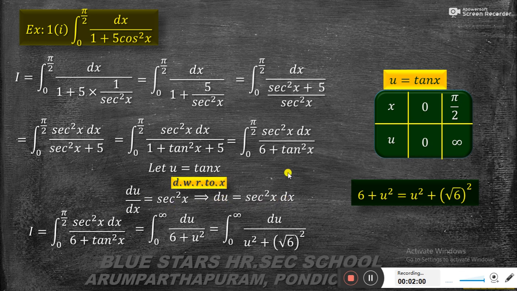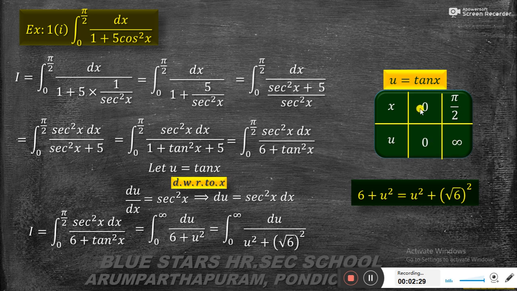Therefore now we change the limit. The x limit is 0 to pi by 2, and the function is u equal to tan x. Now I convert the x limit to the u limit. First x equal to 0: tan 0 value is 0, so u equal to 0. Next x equal to pi by 2: tan pi by 2 is infinity, therefore u equal to infinity.